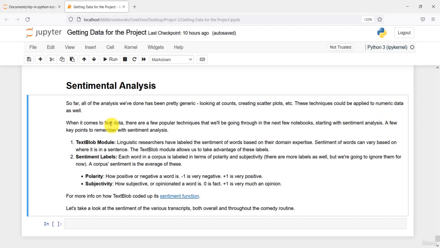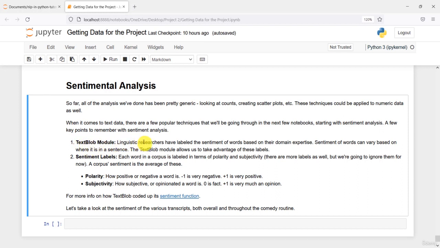When it comes to text data, there are a few popular techniques that we will be going through in this notebook and in the upcoming videos, and we are going to start with sentiment analysis. Now, to do the sentiment analysis, you need to remember these 2 points. The first is the TextBlob module. This is the module that we will be using.